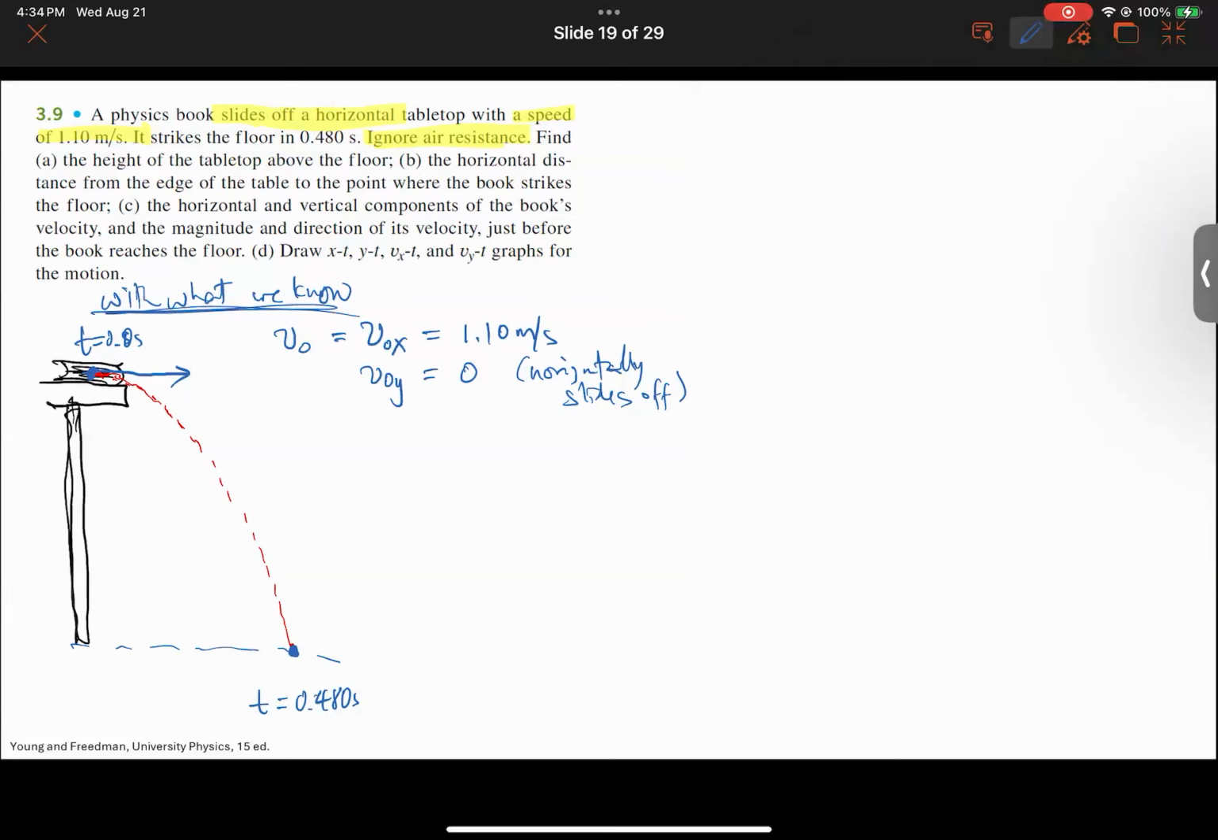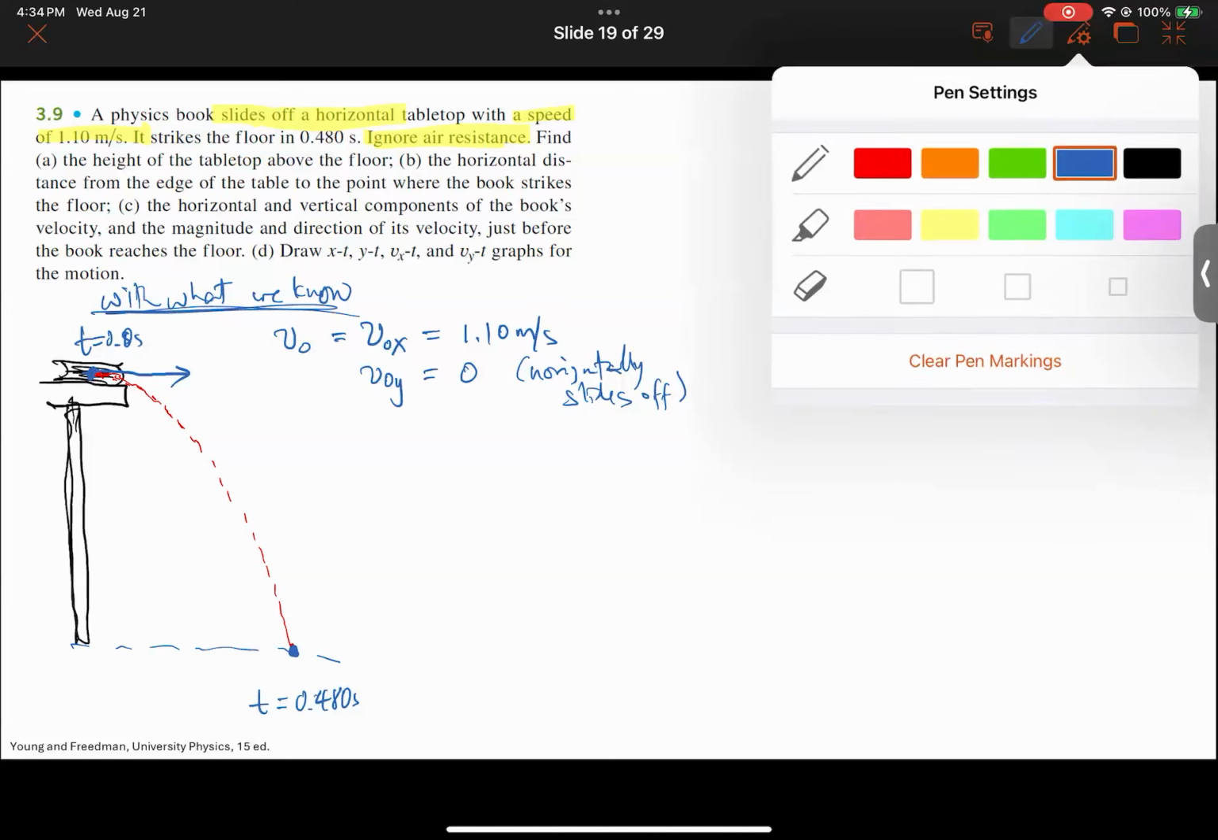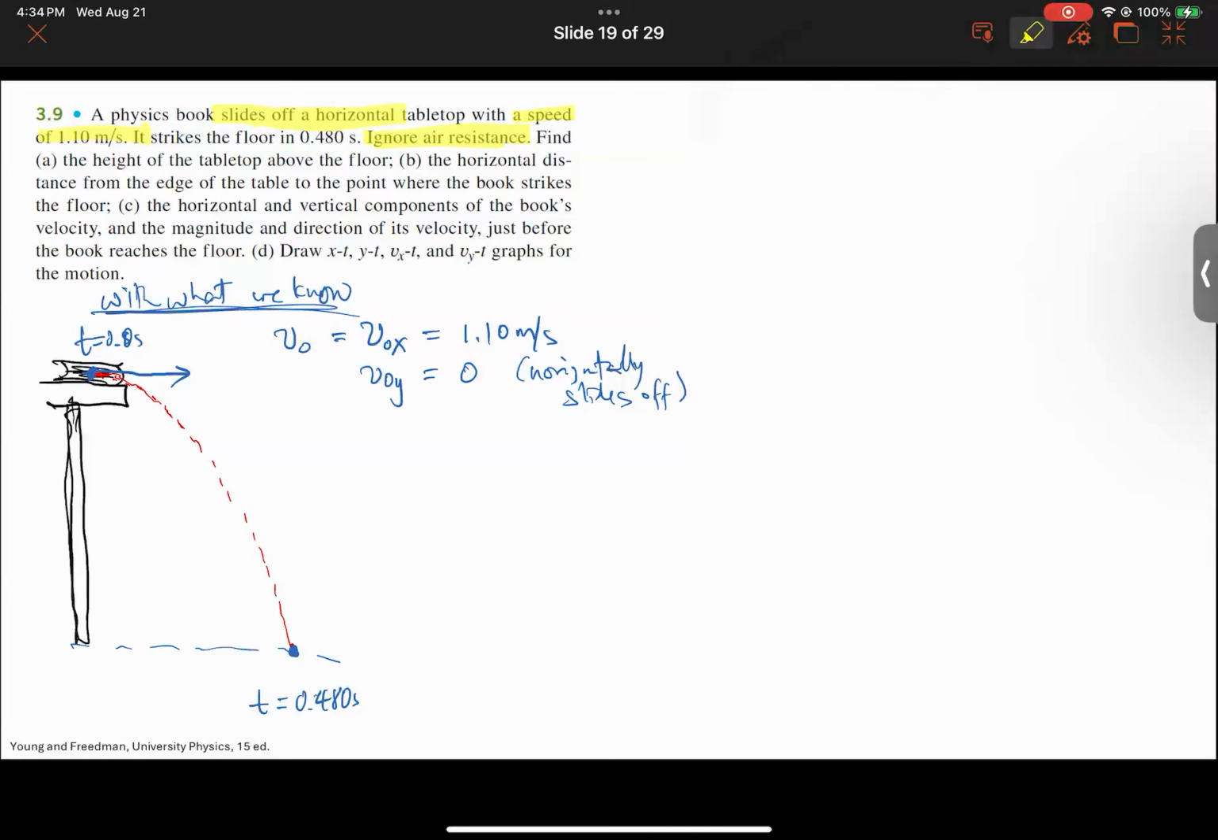Okay. So, yan yung isa pang given. Yung time it took para tumama yung book sa floor. So, almost half a second. So, pinapahanap natin dito ngayon yung tawag dito, ang tawag dito, pinapahanap yung height. Okay. So, anong gagawin natin dito ngayon?